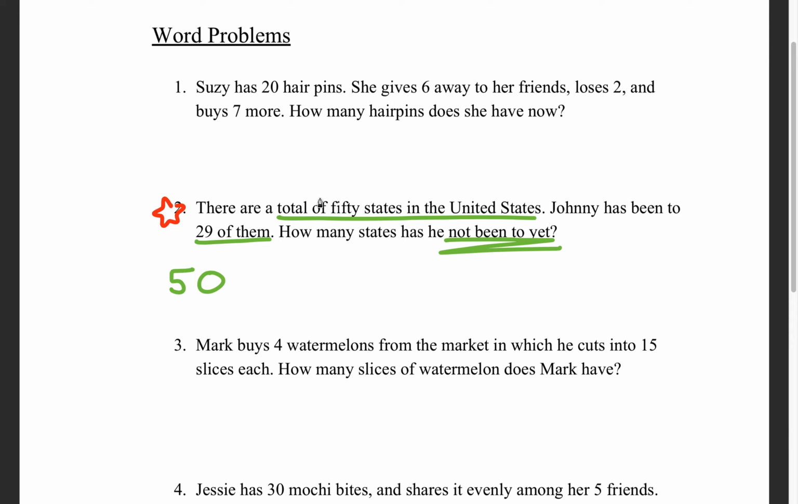So you subtract the states he went to from 50. We cross out, 10 minus 9 is 1, and 4 minus 2 is 2. So he hasn't been to 21 states. And that's it. Remember to write your units.